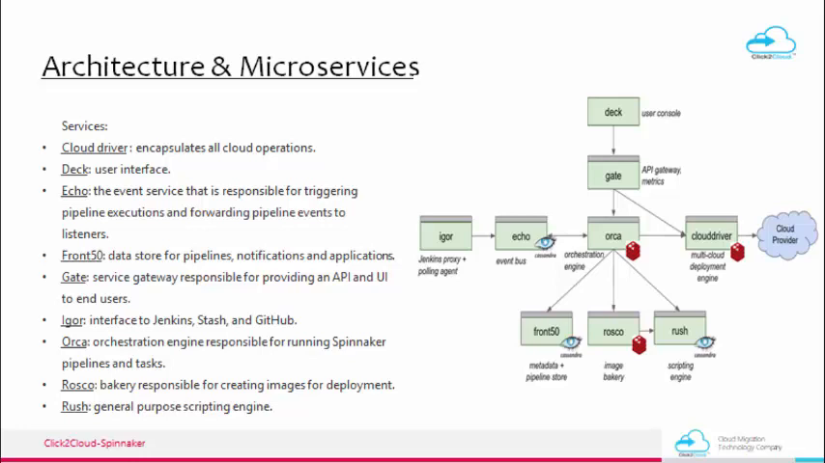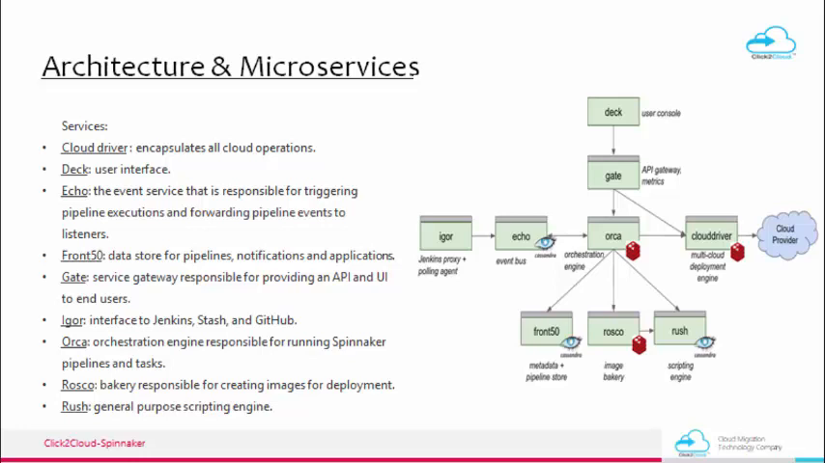Front50 is used to persist metadata of applications, pipelines, projects, and notifications. Here, metadata in cloud computing is a small piece of information that can be attached to files and other objects in a computing environment. Rosco is the bakery in Spinnaker. It is used to produce machine images or container images like AWS AMI, Azure VMI, or Google Cloud images.